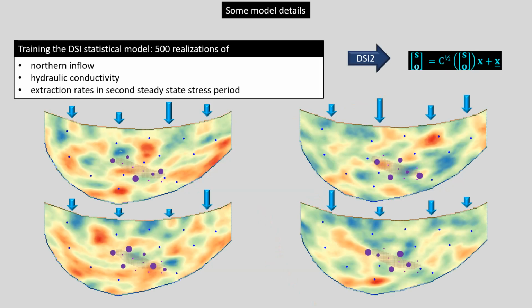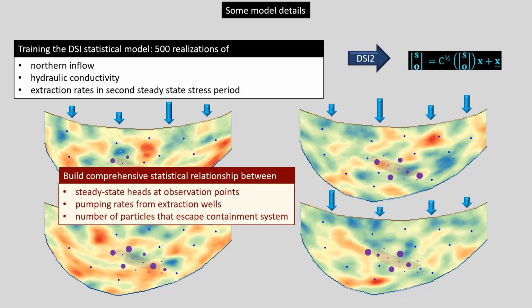So to train the statistical model, I run the complex numerical model 500 times. And on each occasion of its running, I select a random set of inflows from the prior probability distribution of inflows. I choose a random hydraulic property field from the prior probability distribution of hydraulic conductivity throughout the model domain, and a random set of pumping rates from the 13 wells that comprise my containment system.